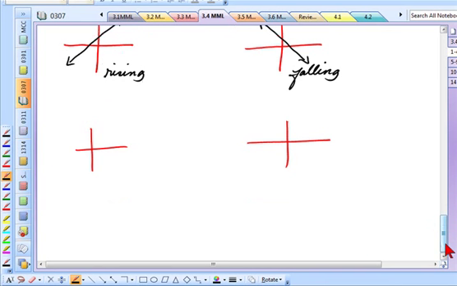What other 2 kinds of lines could there be? Pardon? Okay, and what would it look like? Straight up and down. Okay, so I'm putting that in the last one. That one's vertical. And what one kind of line are we missing? Horizontal.